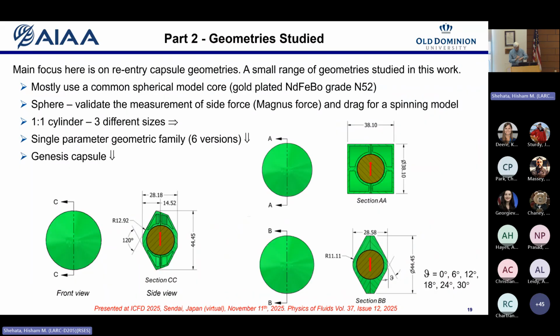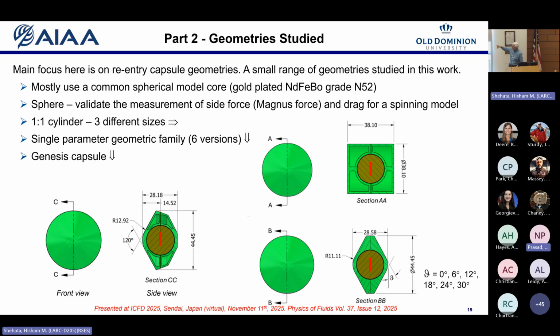And I think the main topic was to talk about the aerodynamic results. So we took a family of geometries. We actually started with a sphere, because why not? Everyone's tested spheres, and a spinning sphere in crossflow gives you Magnus force. So that would confirm that we could actually measure the side force with some reliability.